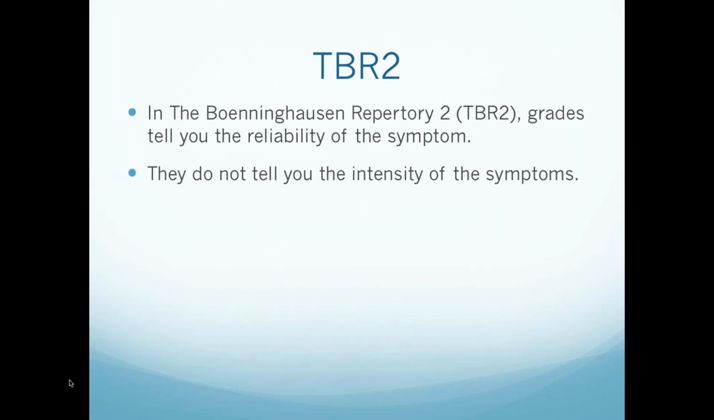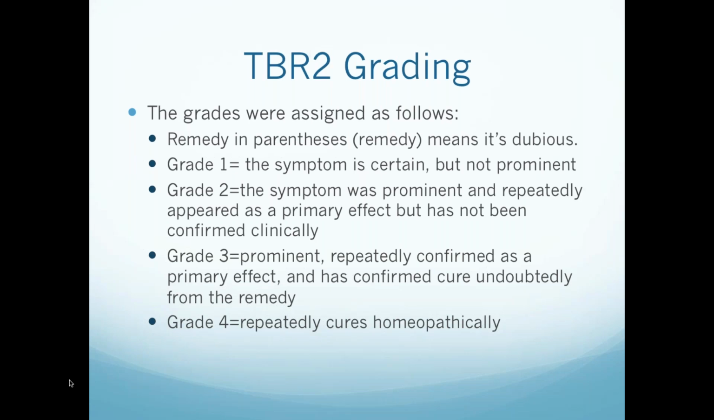And I've heard a million different things about this, so this really clarified it for me. But in the Boenninghausen Repertory 2, which for short is TBR2, grades tell you the reliability of the symptoms. They don't tell you the intensity. They tell you the reliability. So in TBR2, if a remedy is in parentheses, it means it's dubious. You know, they're not sure.